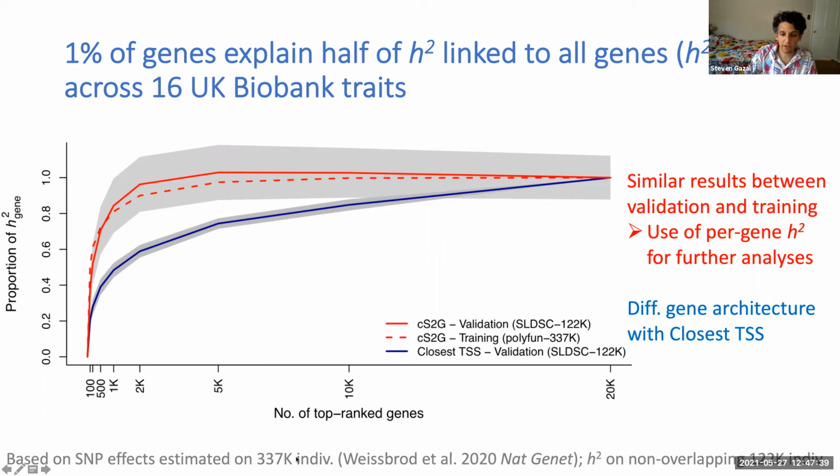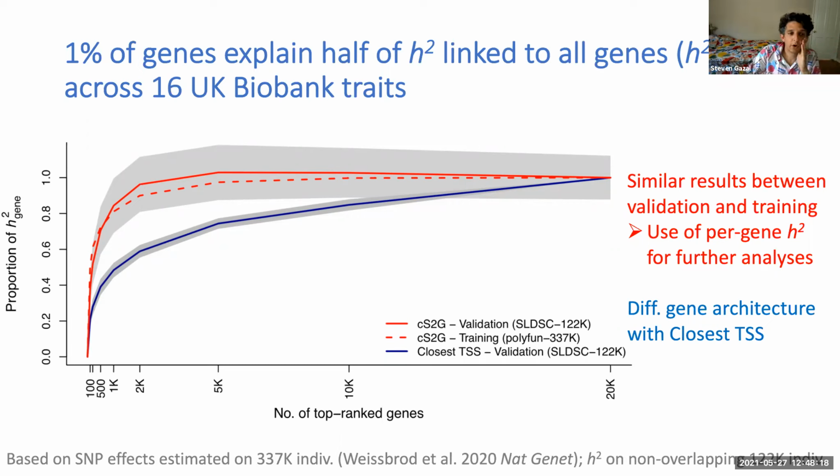We compute per gene heritability. We rank the genes using this set of individuals, and then on an independent set of individuals, we compute the heritability explained by the top 100, 200, 500, 1000, and so on genes. The main result is the red line here. What we can see is that we need around 1% of the genes to explain half of the heritability that can be precisely linked to genes, and around 10% of the genes to explain everything.